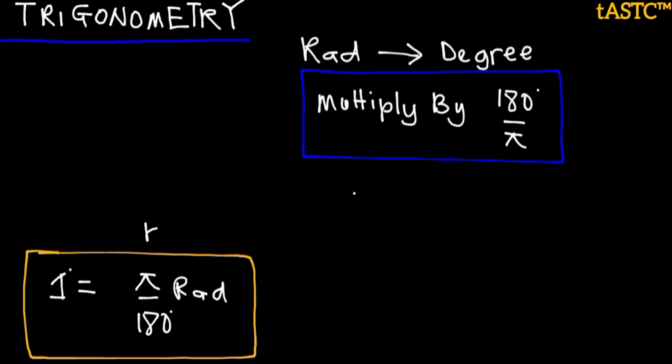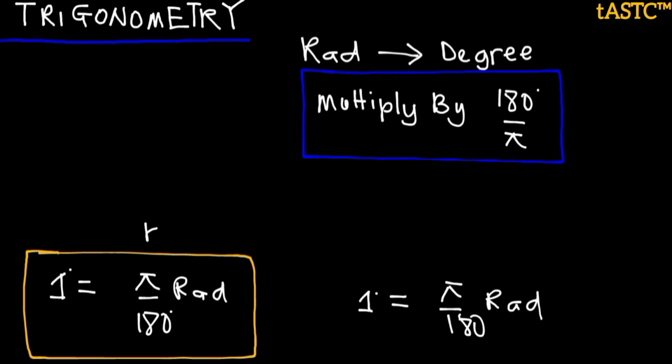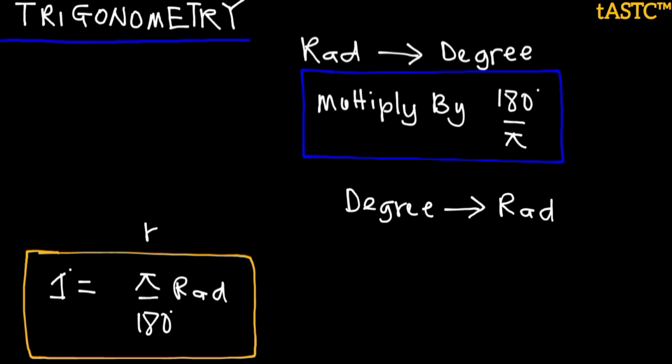Now, in a similar vein, you know that 1 pi rad is equal to 180 degrees. If you wanted to change from degree to rad, you just need to divide through by 180 degrees. So this is what you're going to have. And so obviously 1 degree is equal to pi over 180 rad. So let us write it out. If you want to change from degree to rad, you just need to multiply by pi divided by 180 degrees.